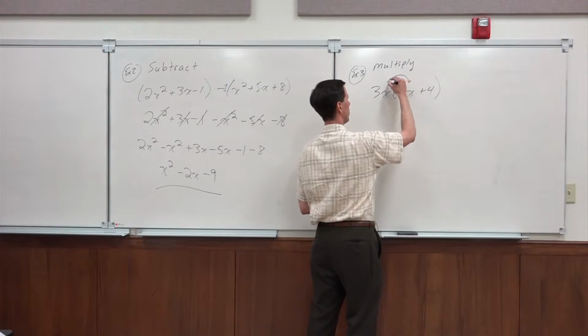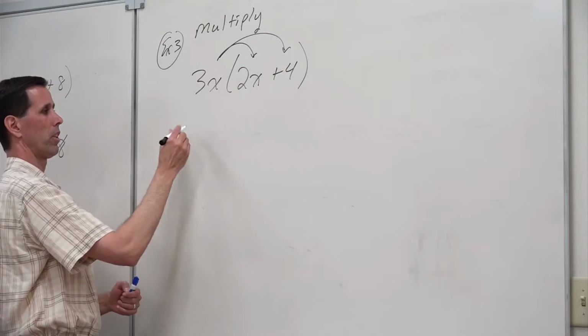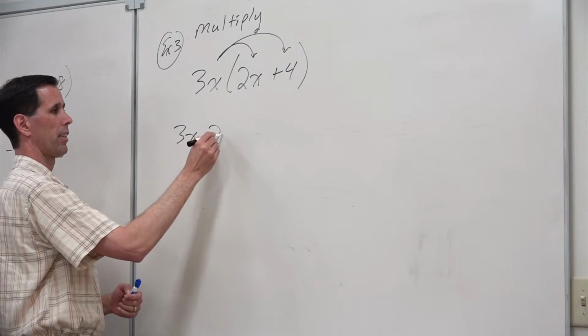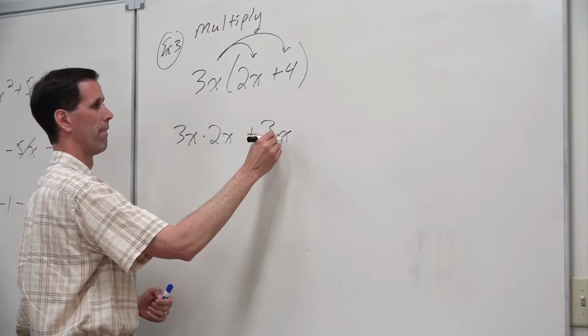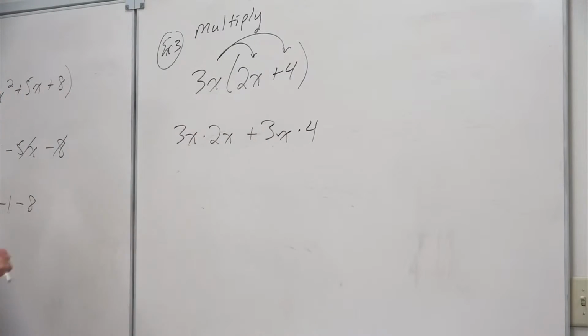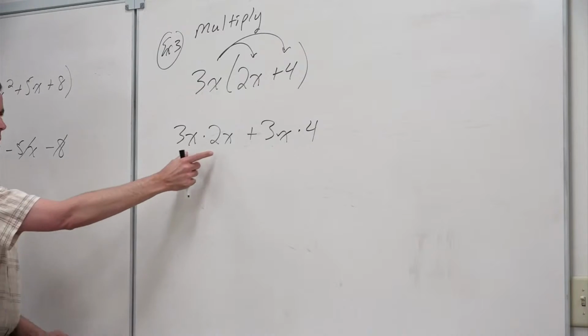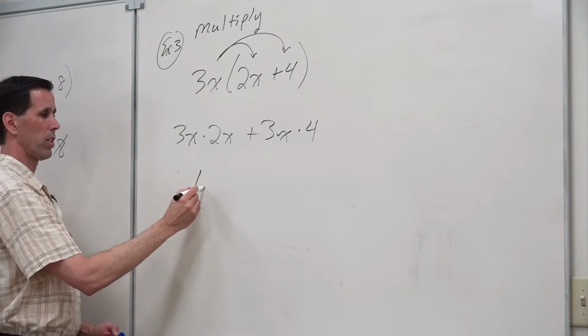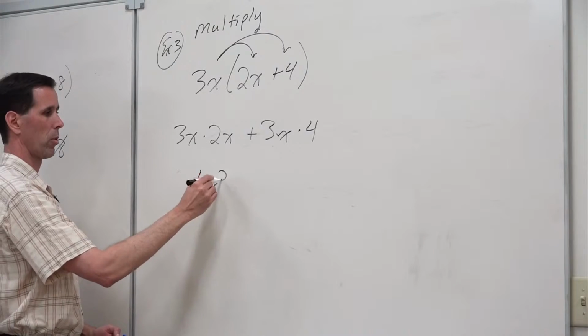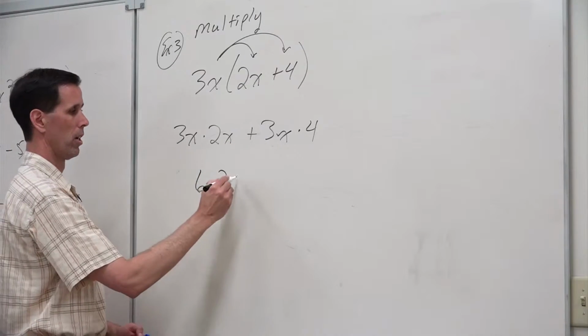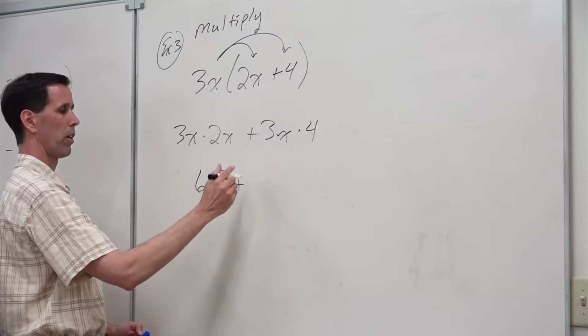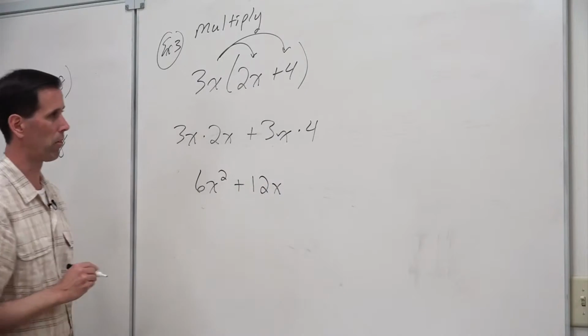So you're essentially thinking 3x times 2x there, and then 3x times 4. You can write it out that way if you like. You want to do everything in the parentheses times what's out in front. 3x times 2x, 3 times 2 would be 6. X times x would be x squared according to the laws of exponents. Plus, if you have 3x times 4 here, 4 times 3 would be 12x.